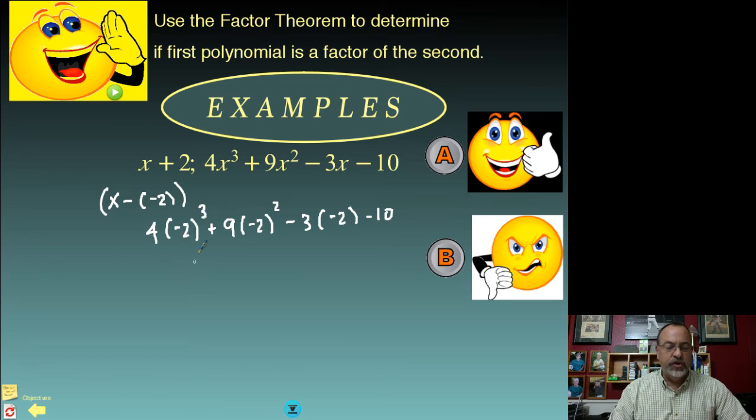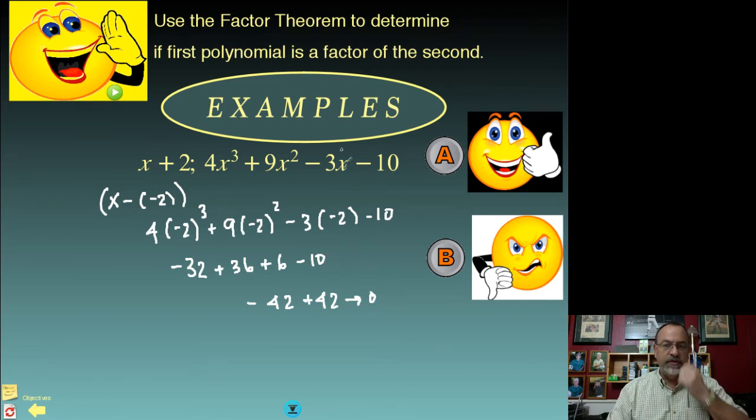Negative 2 cubed is negative 8 times 4 is negative 32. Negative 2 squared is 4 times 9 is 36. Negative 3 times negative 2 is positive 6. And then this is negative 10. So this negative and this negative is negative 42. 36 and 6 is positive 42. When I add those together, I get 0. So when I do this division, I am going to get a remainder of 0. And because I have a remainder of 0, the factor theorem says x plus 2 is a factor of this polynomial. I'll do one more example, and then we'll wrap this up, and then we'll take a look at synthetic division in the next video.